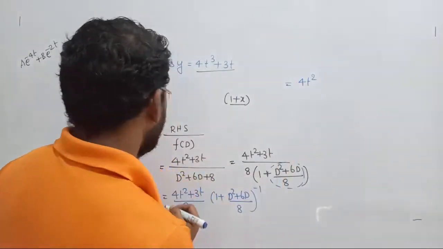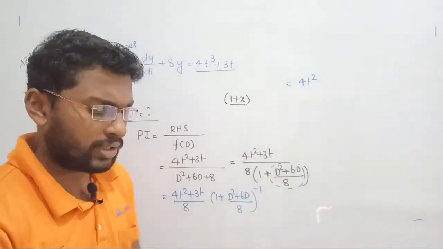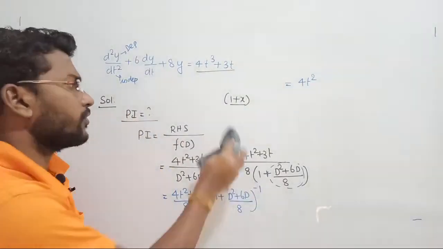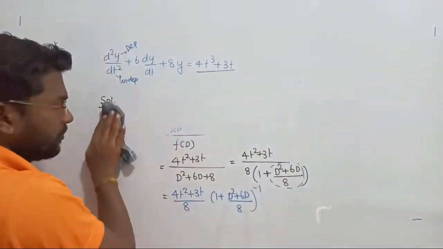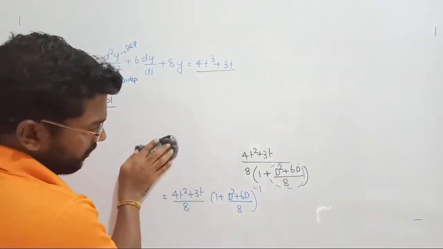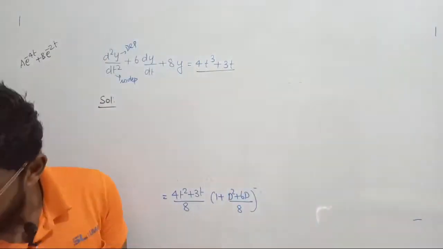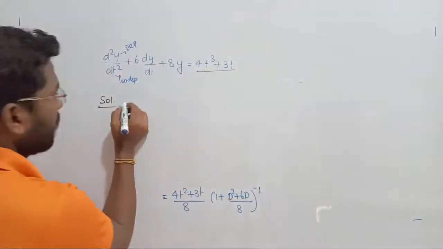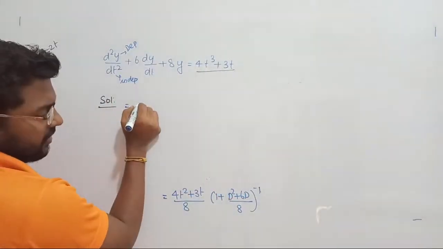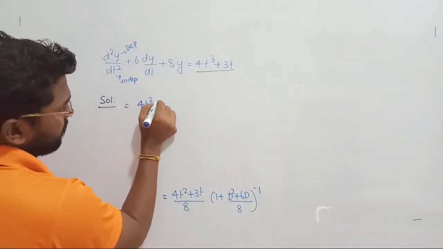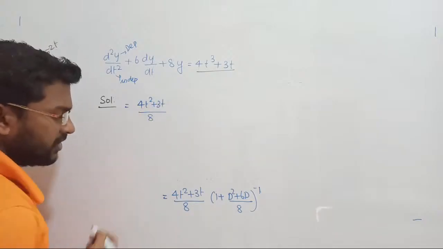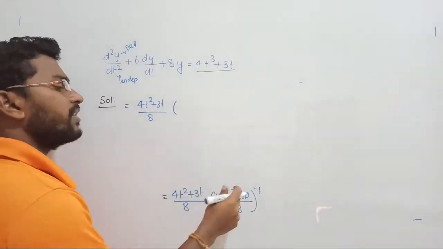4t square. Guys, I don't have space, so let me rub this zone and let's try and bring the answer. Okay, yeah, let us rub these things. Let us take the final one. Yeah, this is the whole inverse. Let me write the solution here. So the answer is 4t square plus 3 times t upon 8. In bracket, we have 1 plus x whole inverse.